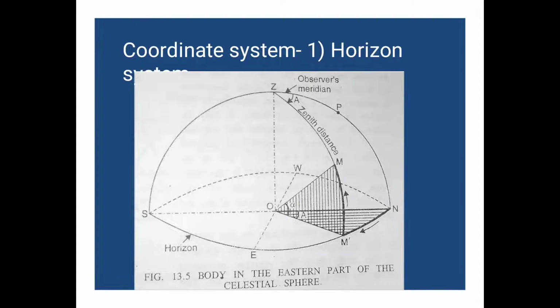Alternatively, the position of a body is sometimes specified in terms of zenith distance and azimuth. The zenith distance of any body is its angular distance from the zenith measured along the vertical circle. It is the complement of the altitude. Therefore, the formula for zenith distance is 90 degrees minus alpha. The horizon system of coordinates undergoes constant and rapid changes due to the motions.